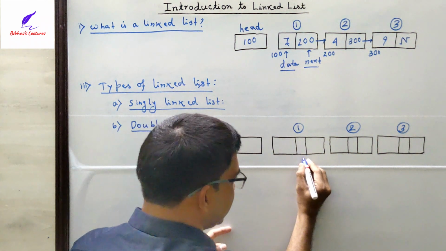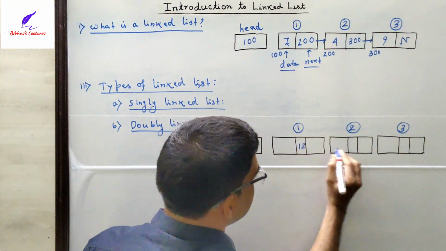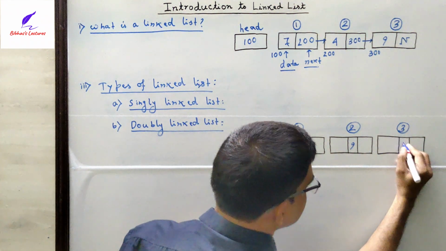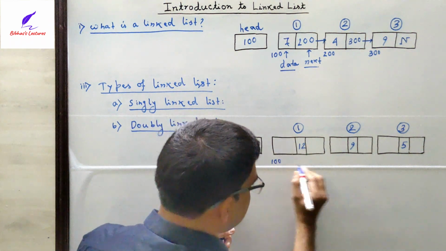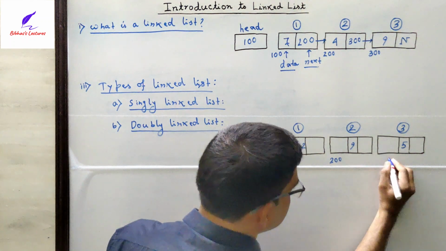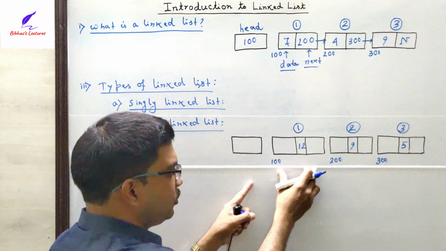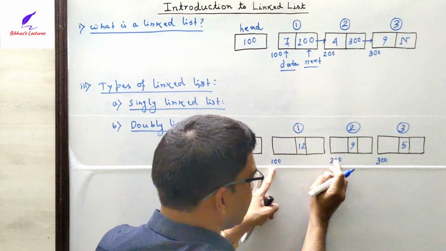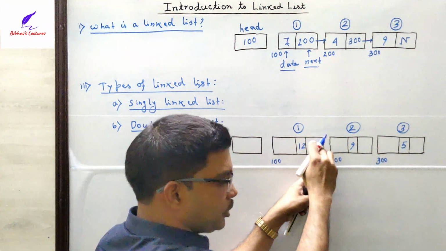Okay, so this is the data part. Suppose we are storing the data 12, then 9, and then 5. So these are the data parts, and suppose these are the addresses 100, 200, and 300. Okay, so this is the first node. The first node's next part will contain the address of the next node, that is 200. So this is the pointer which is pointing to the next node.